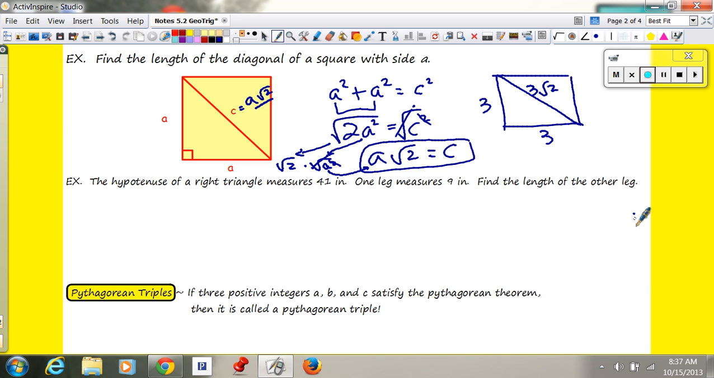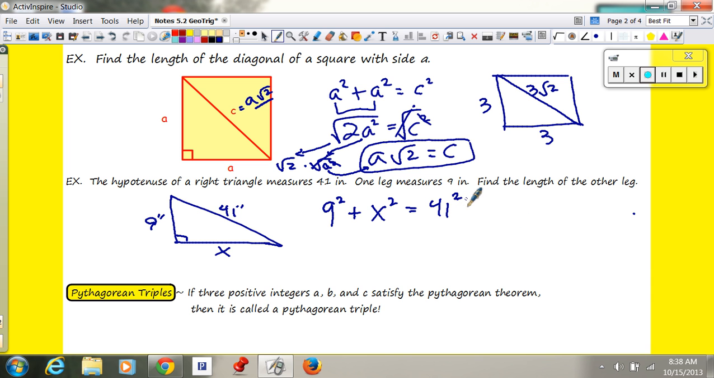The hypotenuse of a right triangle measures 41 inches. Okay, so you have a right triangle. Hypotenuse is 41 inches. One leg is 9 inches. Find the length of the other leg. That's going to be our x. How would I solve that with my Pythagorean theorem? What could I set up? 9 squared plus x squared, that's my a and my b right here, equals 41 squared.